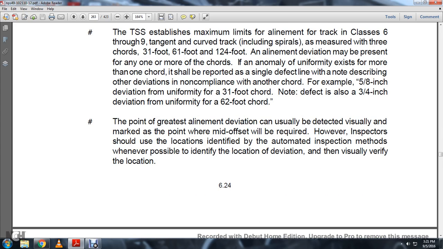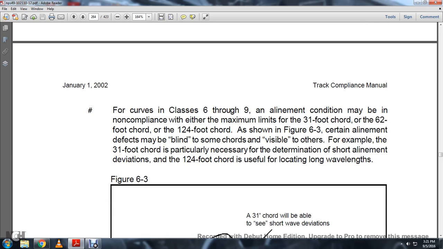The point of the greatest alignment deviation can usually be detected visually, measured by the point of the mid-offset, will be required for that. However, the inspector should use the location identified by the automated inspection methods, but whenever possible identify the location, and the deviation visually verified for the location. For curves class 6 through 9, alignment condition may be either non-compliance, either maximal allowable with 31-foot, 62-foot chord, or 124-foot chord. As shown in Figure 6.3, certain alignment defects may be blind to some chords and invisible to others.